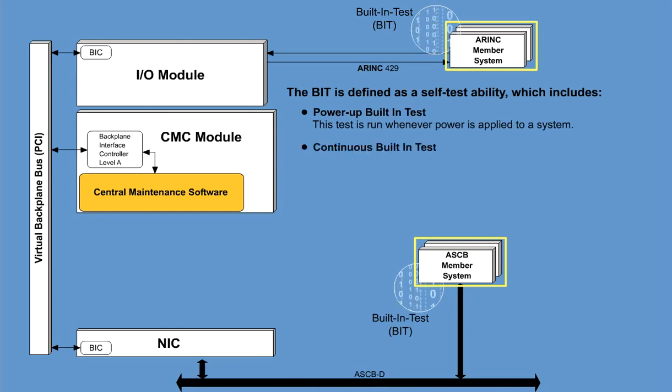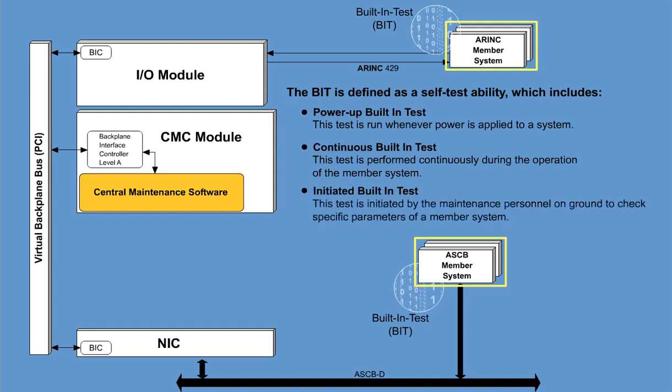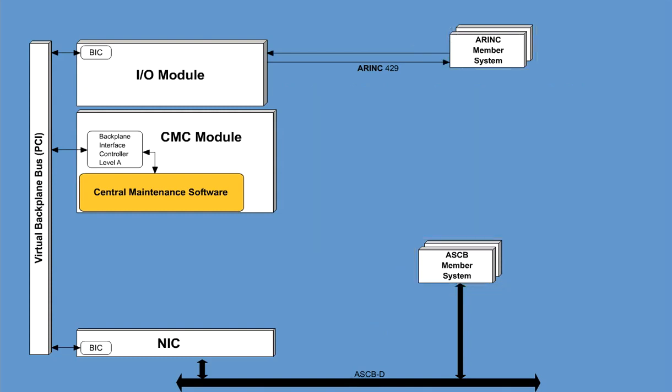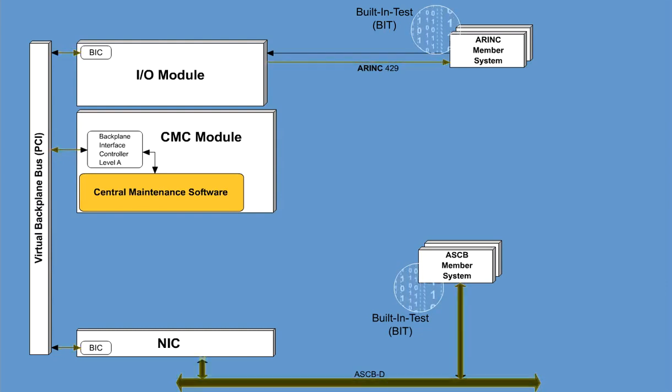Continuous built-in test. This test is performed continuously during the operation of the member system. Initiated built-in test. This test is initiated by the maintenance personnel on ground to check specific parameters of a member system. Member systems perform at least one type of the built-in tests. The CMC has the ability to command the member system to perform its initiated built-in test function if the member system supports it. This option is accessible via the System Diagnostics option in the CMC main menu.